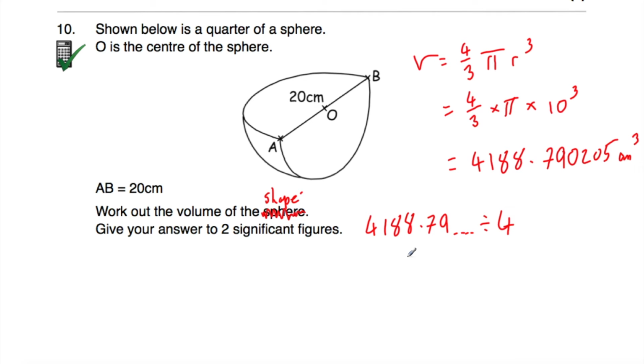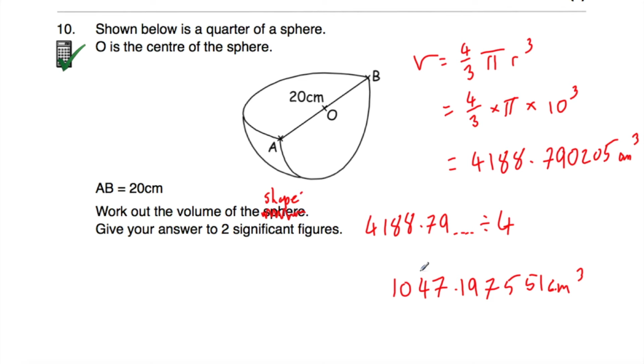So when we divide that by 4, we get an answer of 1,000 over 3 pi, or 1,047.197551 and so on centimeters cubed. So that's the volume of that shape. Now we've been asked to give our answer to 2 significant figures.